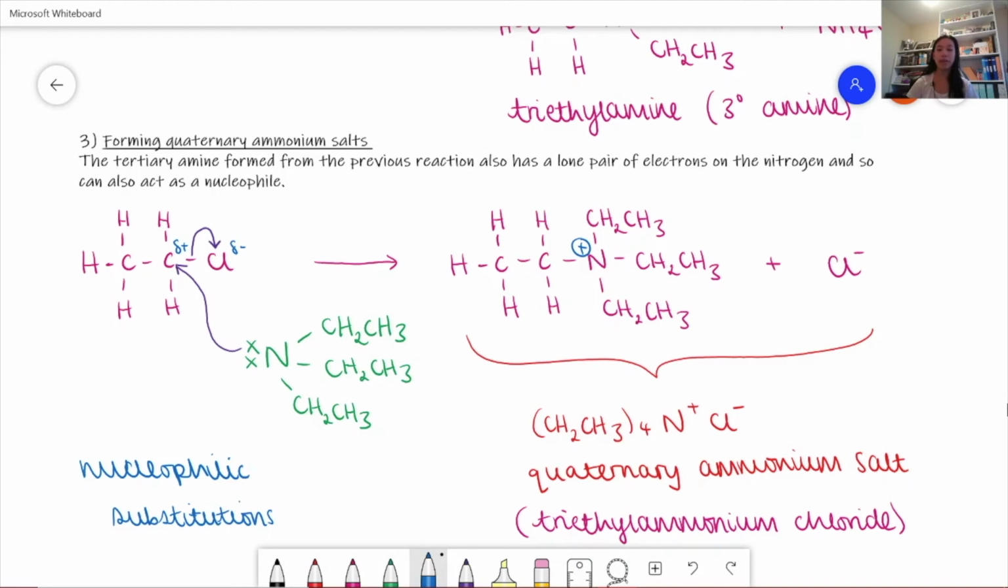And another thing we need to remember is that the reason why all of these further substitutions happen is because the products that we form always have an electron pair, a lone pair of electrons on the nitrogen, which means that the product can act as a nucleophile. So first our nucleophile is ammonia, and then the primary amine which we have formed also has that lone pair of electrons on the nitrogen, so that can also act as a nucleophile. And that's the same with then a secondary amine, and then finally a tertiary amine. And so we can go all the way to forming quaternary ammonium salt.